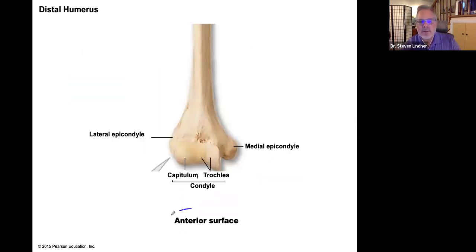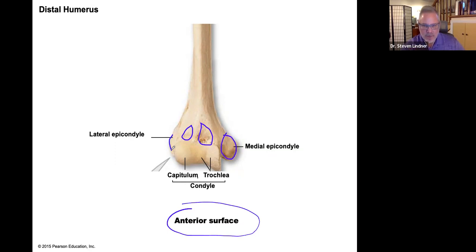When we go to the distal end of the anterior surface, these are the two fossas. Here's one, here's the other. There's two fossas on the anterior, one fossa on the posterior. The medial tubercle is larger than this lateral tubercle.